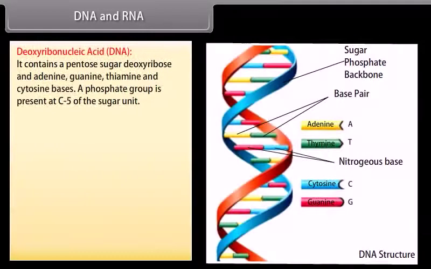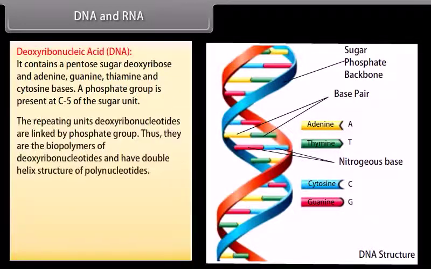DNA and RNA. Deoxyribonucleic acid. It contains a pentose sugar deoxyribose and adenine, guanine, thiamine, and cytosine bases. A phosphate group is present at C5 of the sugar unit. The repeating units of deoxyribonucleotides are linked by phosphate group. Thus, they are the biopolymers of deoxyribonucleotides and have double helix structure of polynucleotides.